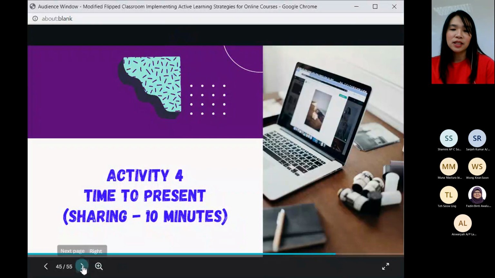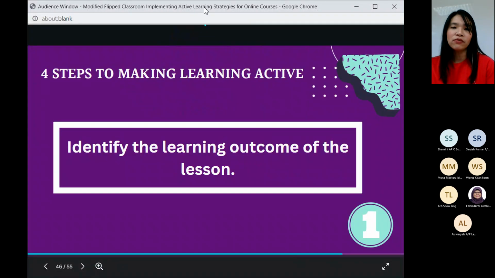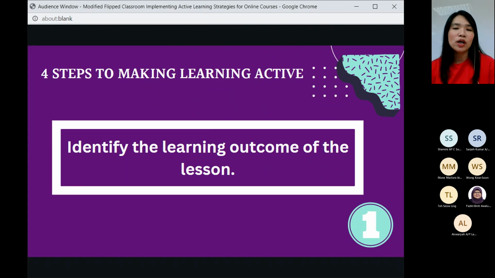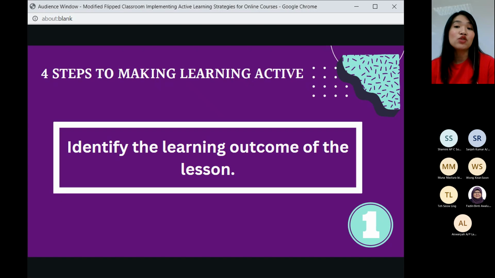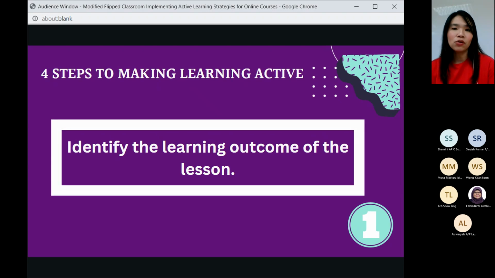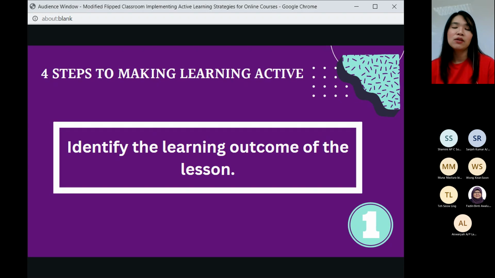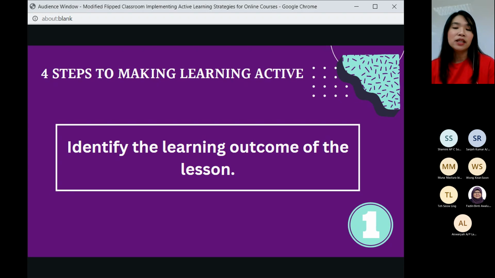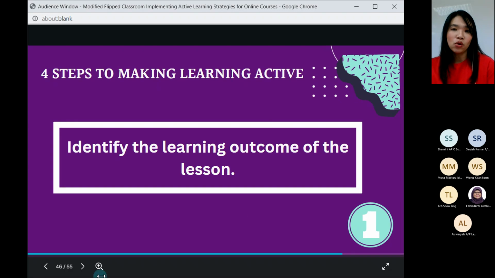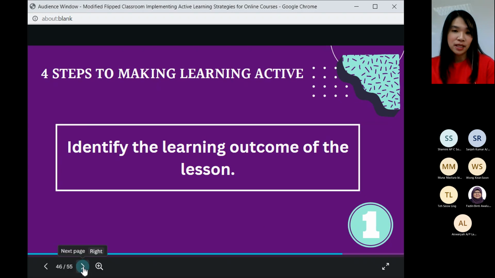So after presenting, let's look at some of the things you take note of. Remember this. Even if you are not using the active learning strategies that we suggested just now, whenever you want to make your class or your sessions active, first of all, identify the learning outcome of the lesson first: what you want the students to do or to achieve before you plan your active learning lesson.